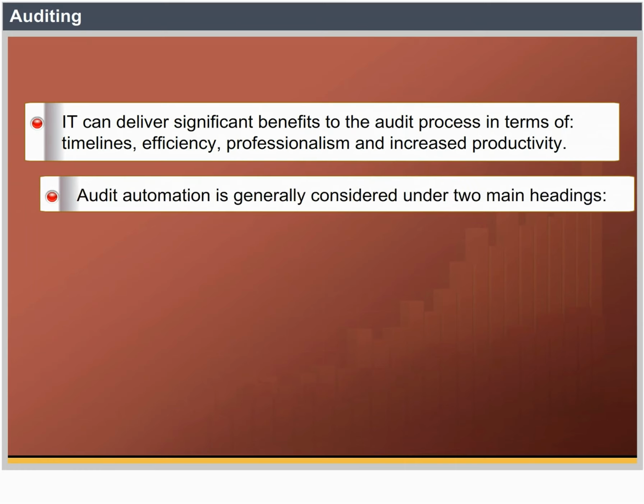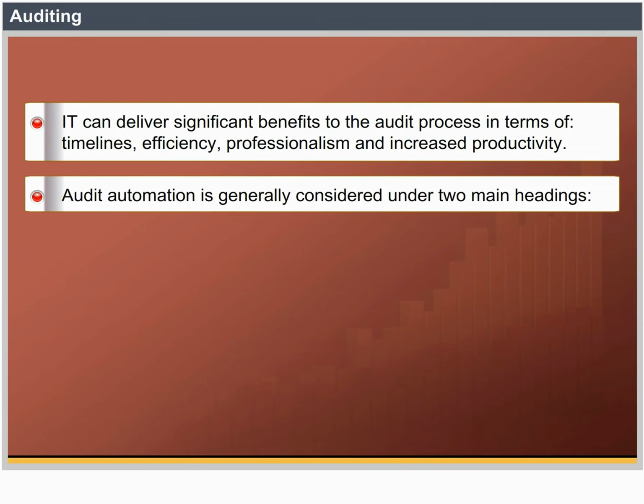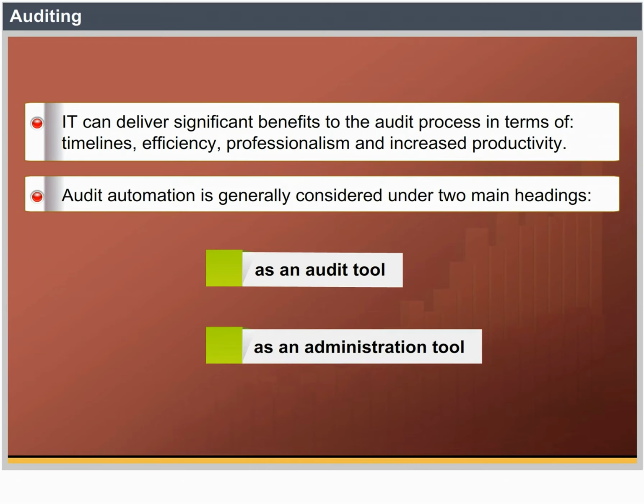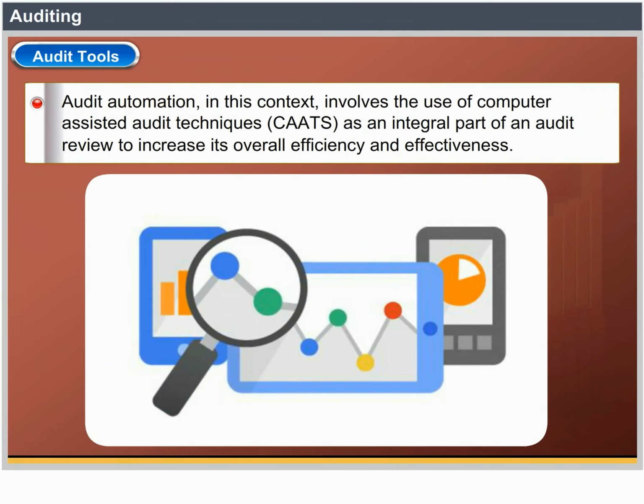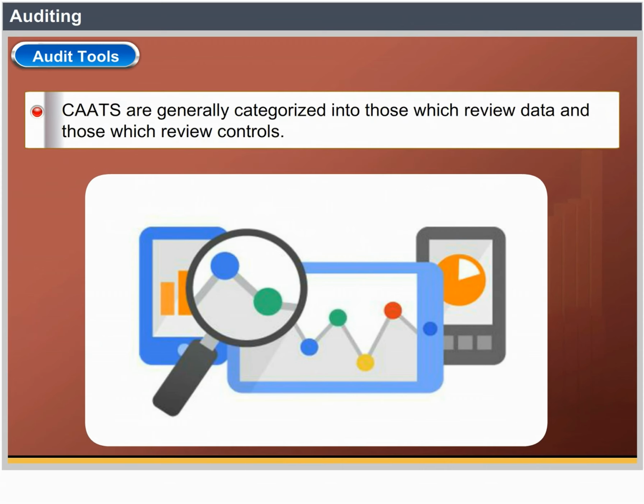Audit automation is generally considered under two main headings: as an audit tool, and as an administration tool. Audit tools. Audit automation in this context involves the use of computer-assisted audit techniques (CAATs) as an integral part of an audit review to increase its overall efficiency and effectiveness. CATs are generally categorized into those which review data and those which review controls.